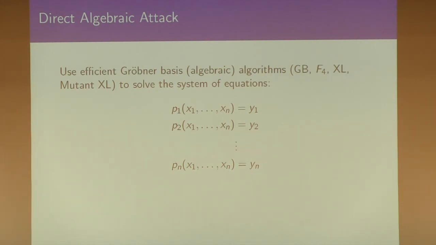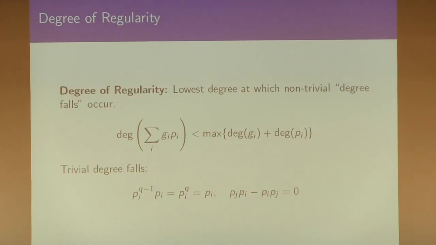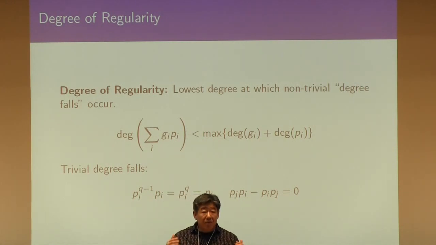But I would like to explain a little bit the concept of degree of regularity. So what is the degree of regularity? Let's just look at something about the XL algorithm. I'm not talking about Gröbner bases. The XL algorithm is very simple, not a bad idea. You have a quadratic system, then you multiply by one variable, you go to degree 3, then do linear algebra to see if you're lucky and can find a linear system. If not, you go up one more, and one more, and one more.